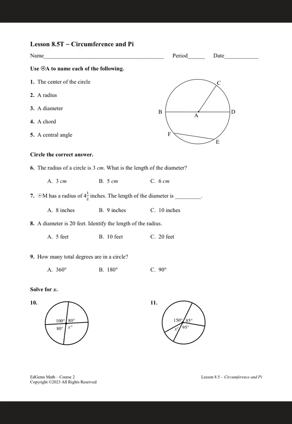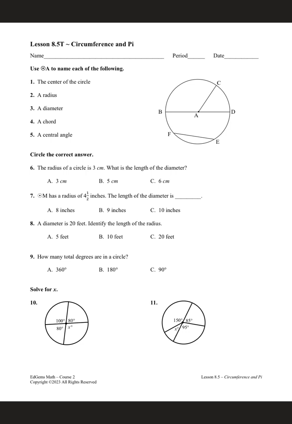Okay, so on this worksheet, it's going to seem kind of long. There's going to be like 18 problems, but it's going to go by pretty quickly. So here we go. For numbers 1 through 5, it says use circle A to name each of the following. So for number 1, what's the center of the circle?